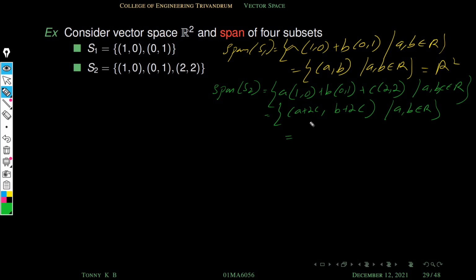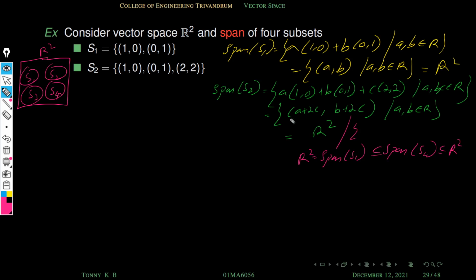And what about this a plus 2c? Here it is clear that a and c both are arbitrary numbers, so a plus 2c is also arbitrary. Clear? And similarly, here b and c are arbitrary, so b plus 2c is also arbitrary. So what is this? This is exactly our R square.